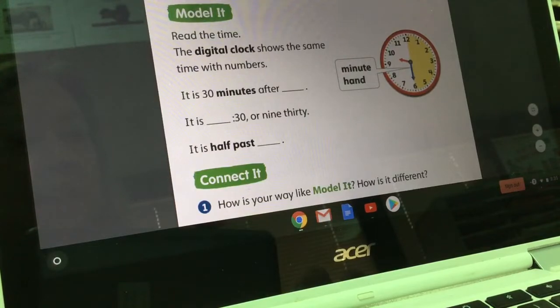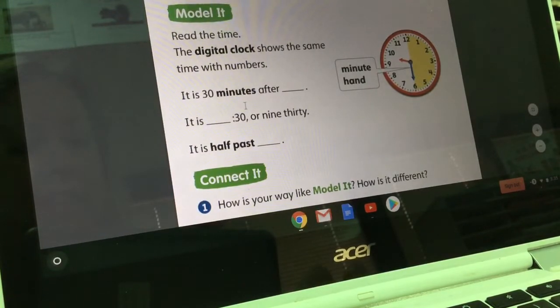So looking at this, we can count by fives again, just to make sure that we understand why our minute hand stands for 30. So starting at the 12, 5, 10, 15, 20, 25, 30. The time is 9:30. So let's take a look at our question.